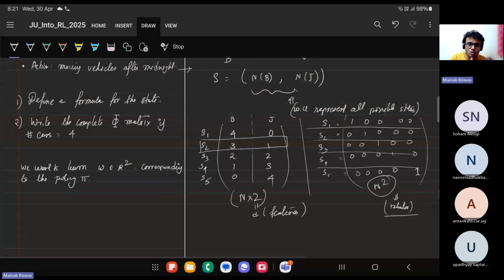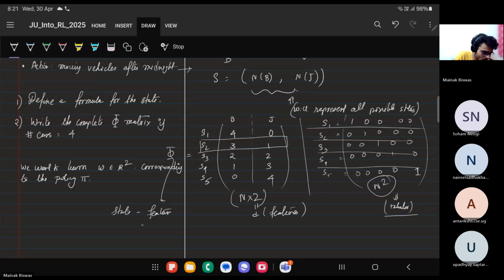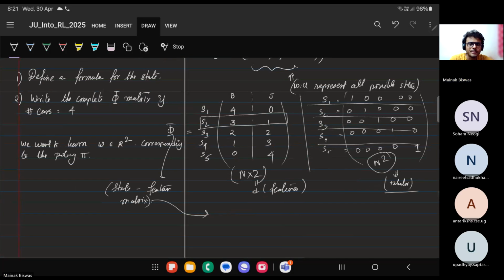So what I mean to do now is, this is what we call the state feature matrix. If this is the state feature matrix, then what would happen? What we want is, using this matrix, to learn a W such that we get V pi for every state.